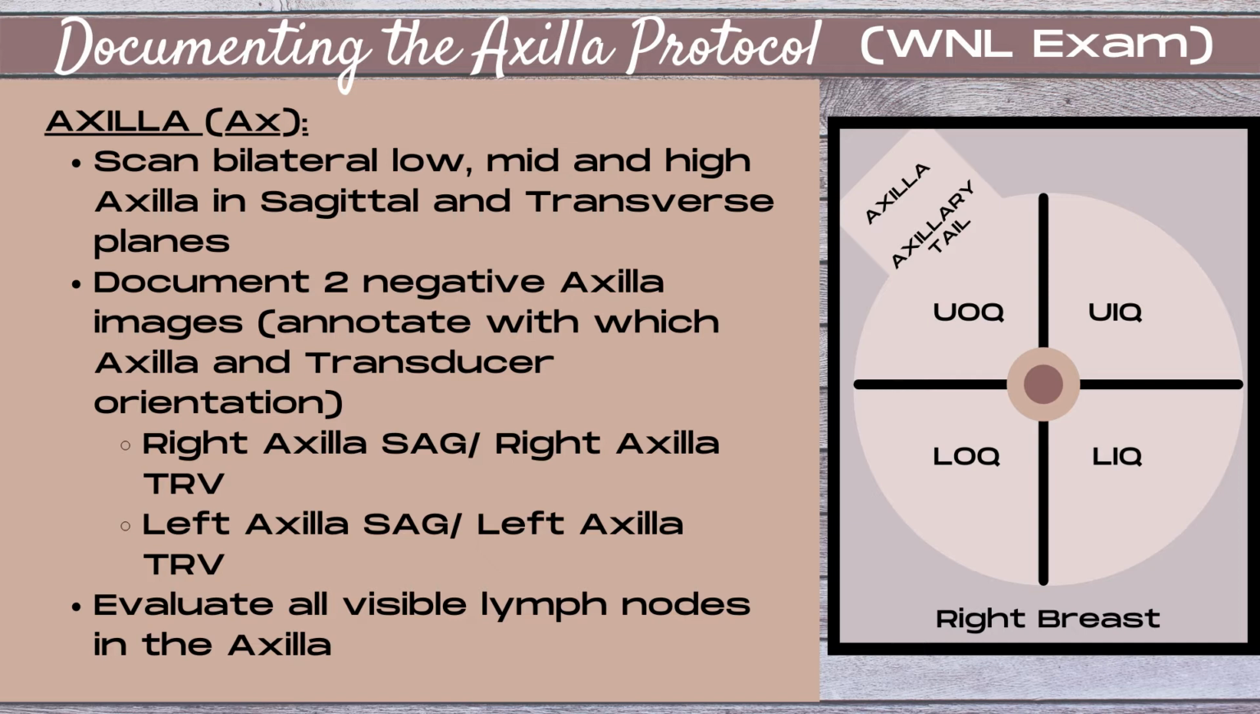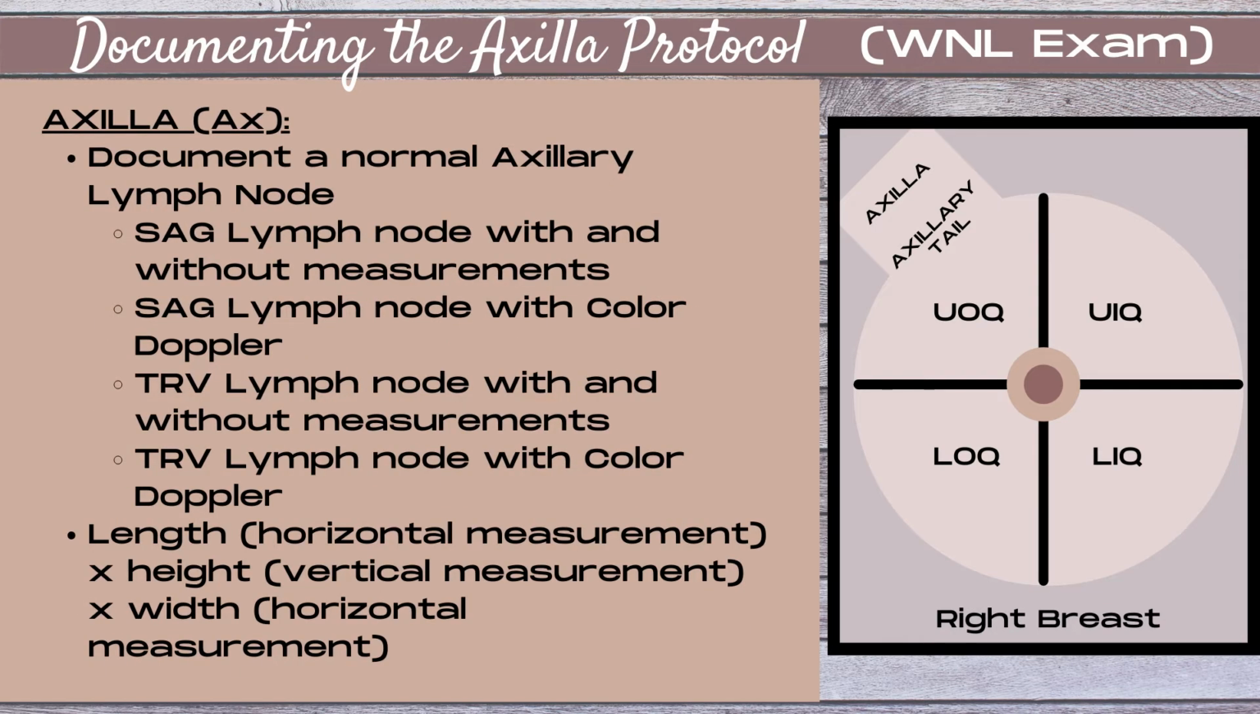Next, I want to carefully evaluate all the lymph nodes that I can visualize in the axilla. And usually these are going to be our level 1 lymph nodes. After I've carefully evaluated all those lymph nodes, if they all look normal, then I want to document 1 normal axillary lymph node.